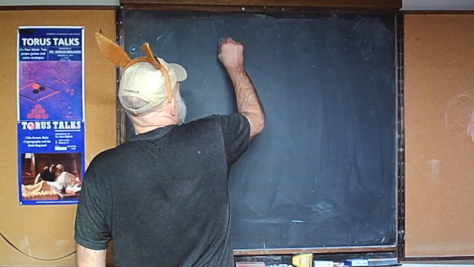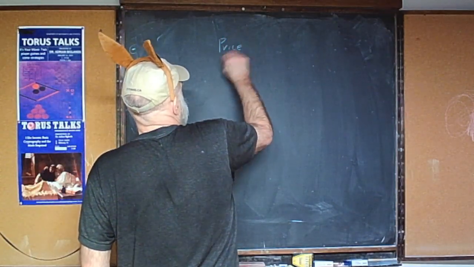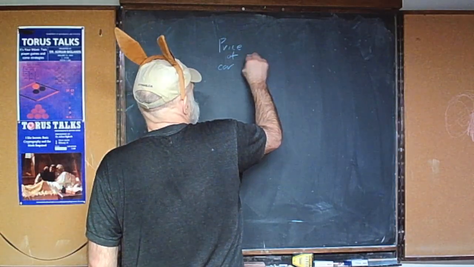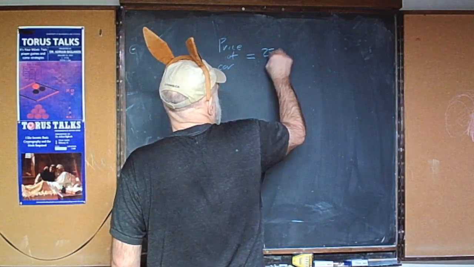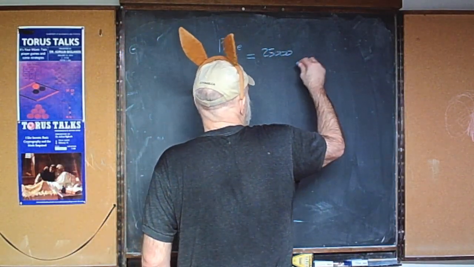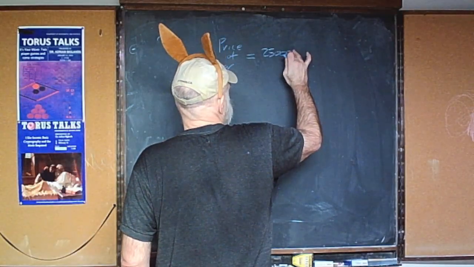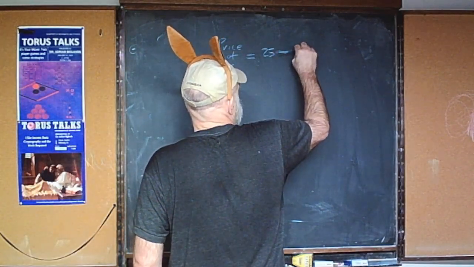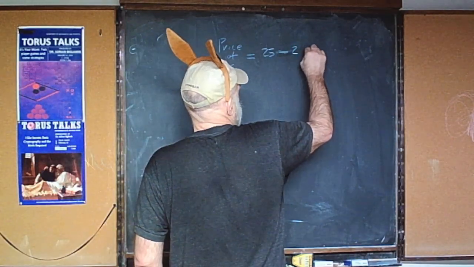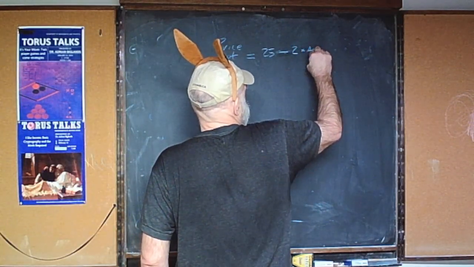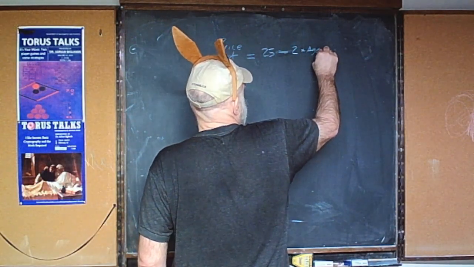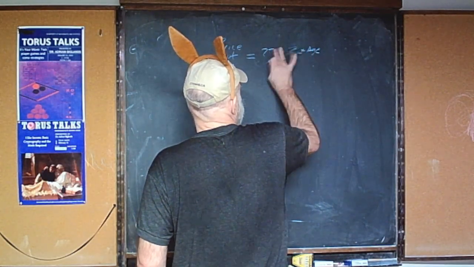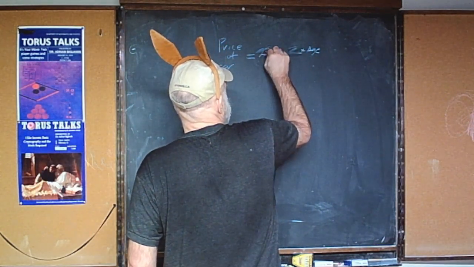So the price of a car is estimated by 25,000... let's do it this way. Minus 2 times age. Yeah, let's not do that. We'll put 25,000 down here.